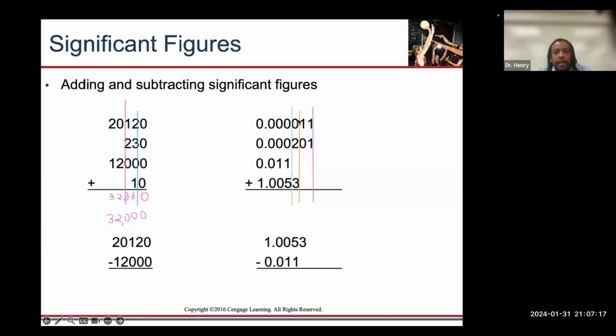For the second one, it's the pink line. For the third one, it's the green line. And then for the fourth one, it's the orange line. So we're going to go with the one that is furthest to the left, which is going to be the green line. Oops, there's a question, sorry.